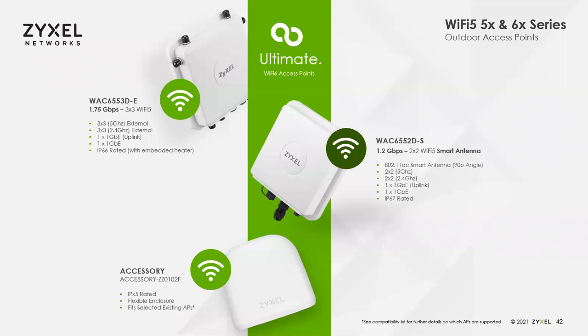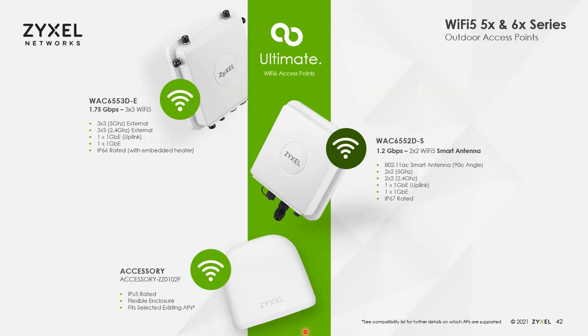We have our WAC 6552D-S, which is our smart antenna outdoor AP. One key thing to know on this guy here is it is a directional beam. Even though it's smart antenna, it's specifically optimized to cover an area of approximately 90 degrees horizontally. The idea being here for use in things like sports stadiums and things like that, where you're wanting to focus the beam and the coverage on a certain specific area. If you're doing 360-degree coverage, these have been designed so you can mount 4 of these on the same pole, and they will not interfere with each other and will provide you the 360-degree coverage.